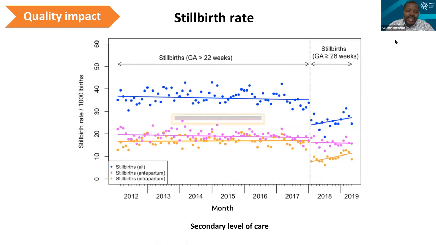Similar to what we observed on surgical mortality, stillbirth rate did not really decrease significantly during the study period, except for the changes that were due to a shift in the case definition. So you can see on this slide, the case definition of stillbirth in Rwanda changed around the beginning of 2018. It used to be defined as any stillbirth with a gestational age of over 22 weeks, and from 2018, it changed to a gestational age of 28 weeks and over.